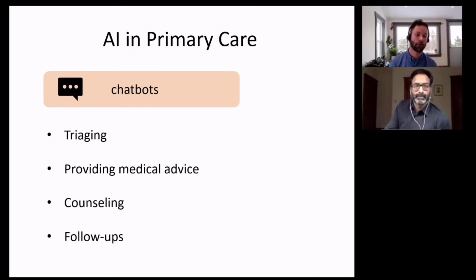Then chatbots could also provide medical advice, as we saw with the symptom checker, and also counseling and follow-ups. Let's say that you have recommended your patient to do a new diet or start a new medication.